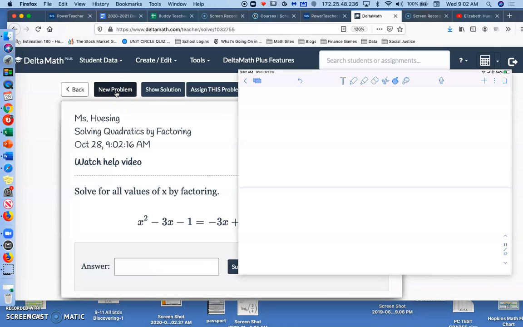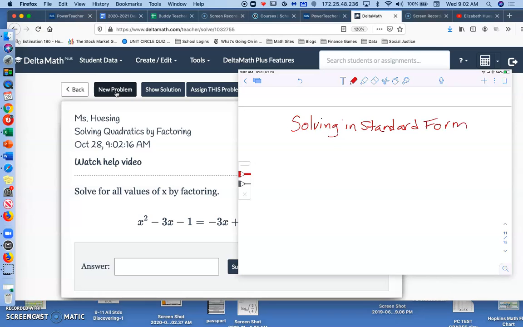So today what we're going to do, you can add this to your notebook, is solving in standard form. And as a reminder, solving in standard form is when you have it in the form ax squared plus bx plus c. So we're going to solve these quadratics here. And again, when we say solve, you're finding the x-intercepts, the roots, or the zeros.